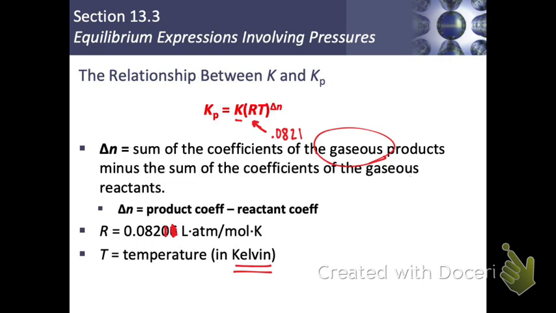And that's really how this whole chapter goes. If it's a solid, a liquid, or aqueous, you just get to pretty much ignore it. It doesn't go into the K equation, doesn't do anything. Gas is really the only thing that we're focused on in this one. Okay? So, product coefficients minus reactant coefficients.